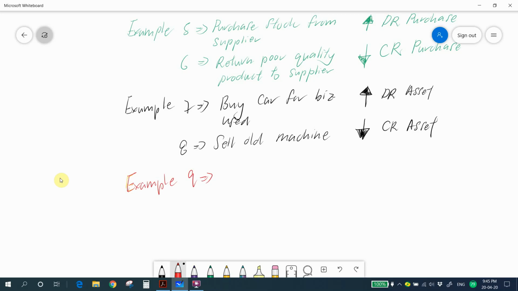Example 9. Let's say you borrow money from bank as a loan. When you borrow money from bank as a loan, tell me, your liability become higher or become lower? Your liability become higher, right? When you have additional loan from the bank. So when your liability is higher, you credit the liability account.